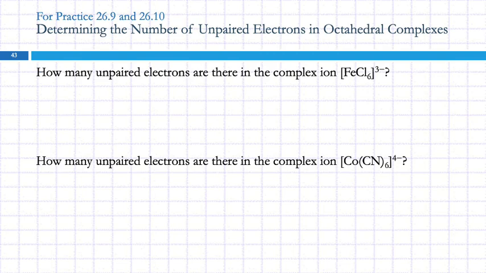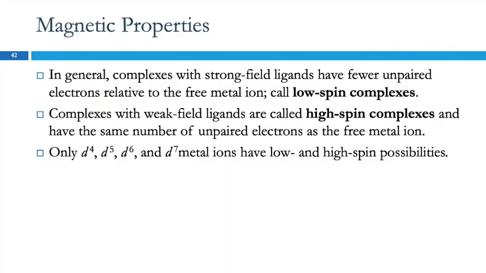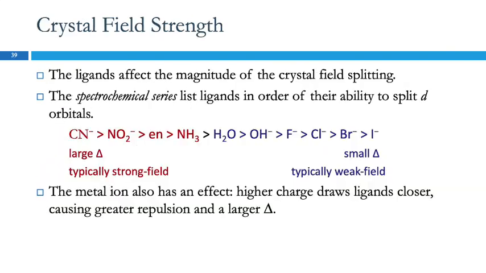How many unpaired electrons are there in the complex ion FeCl6 3-? So what we need to find out is whether chloride is a strong field or weak field ligand. So we'll go back and look at the list. It's over here, so it's on the weak field end.